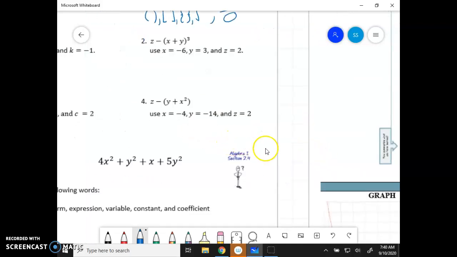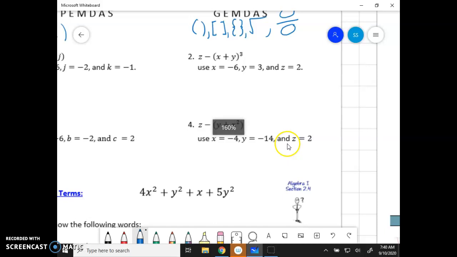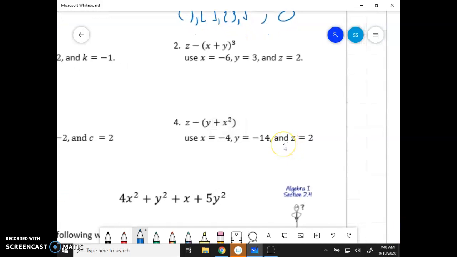All right, number 2. Let's see. So first thing we want to do, I'm going to zoom in a little bit. First thing we want to do is just substitute out the numbers for the letters. So z is equal to 2 minus x, which is -6 plus y, which is 3. All right, so here we go. GEMDAS would tell us to do grouping symbols first, so let's do that.